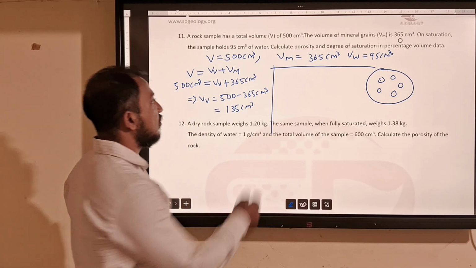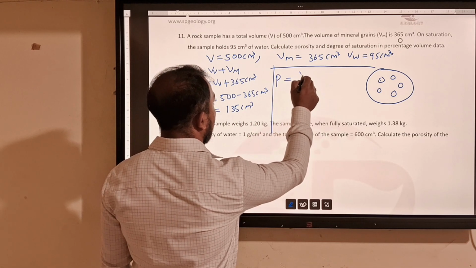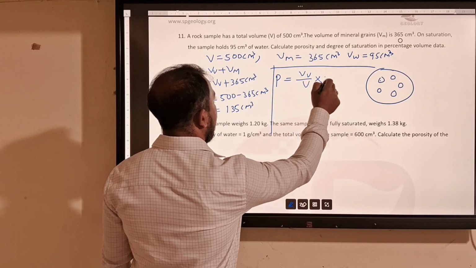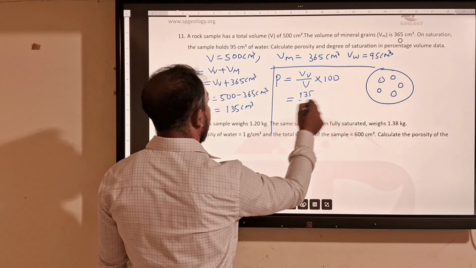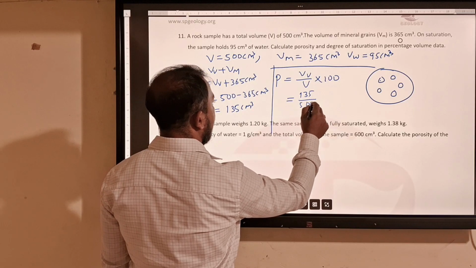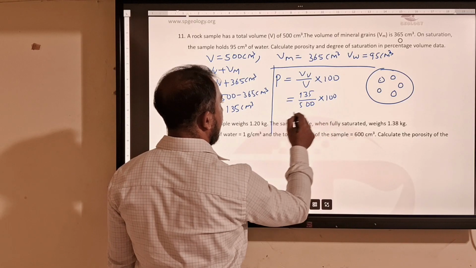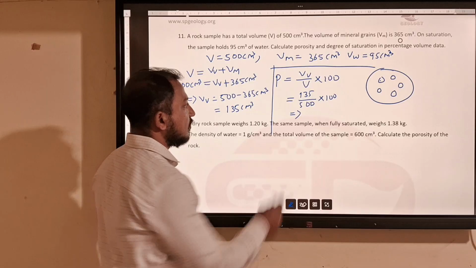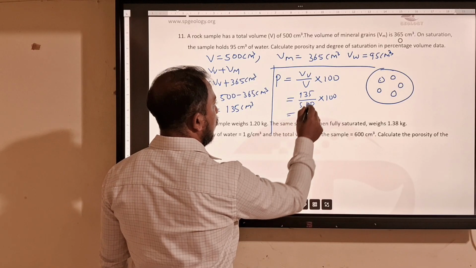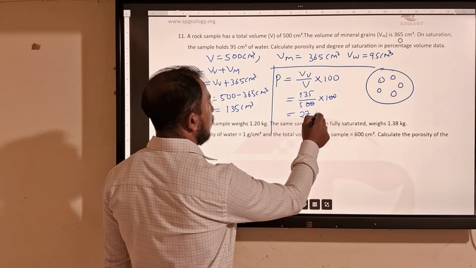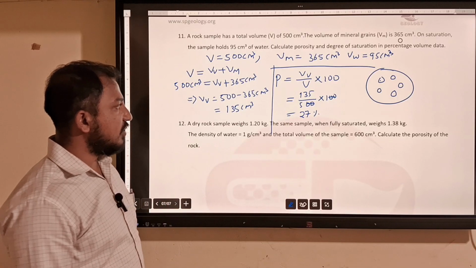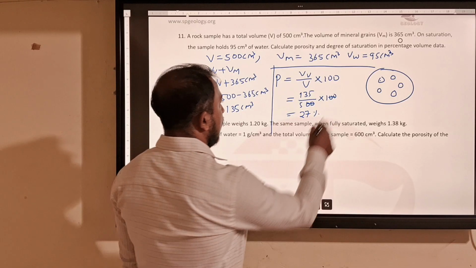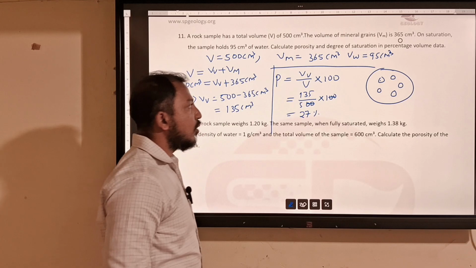We have the total volume, so we can calculate the porosity. It will be volume of void by total volume into 100. It will be 135 divided by 500 into 100, which will be 27%. Now we have calculated the porosity.